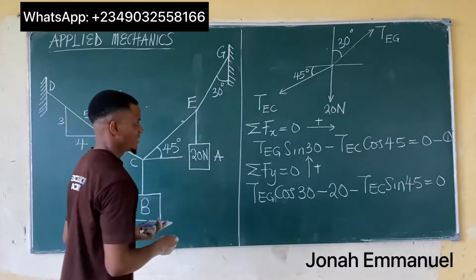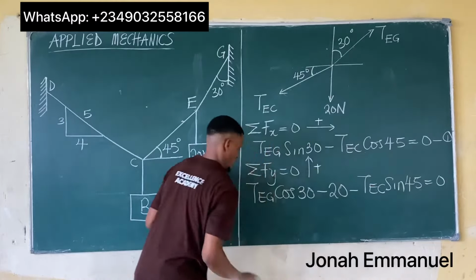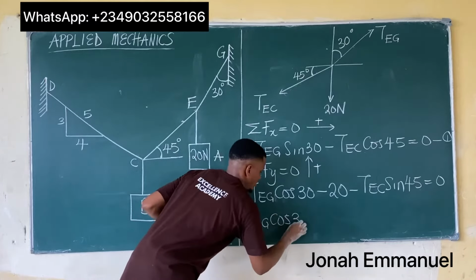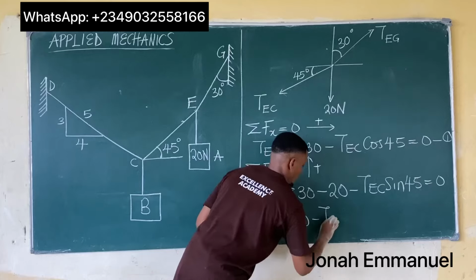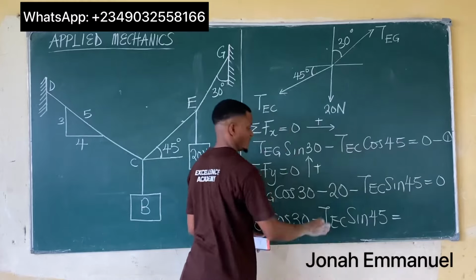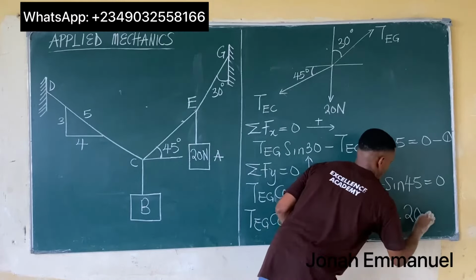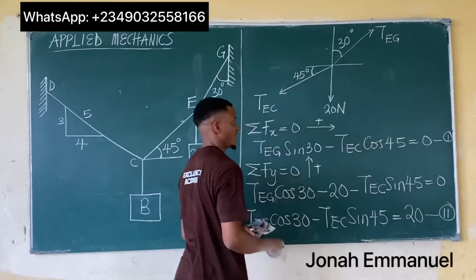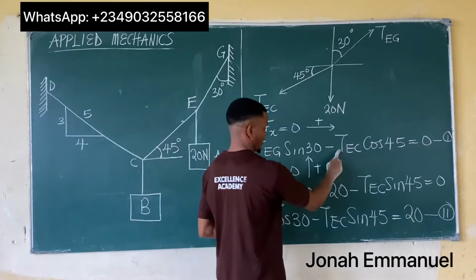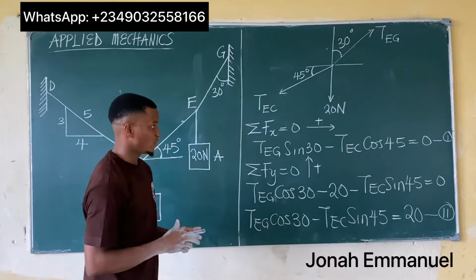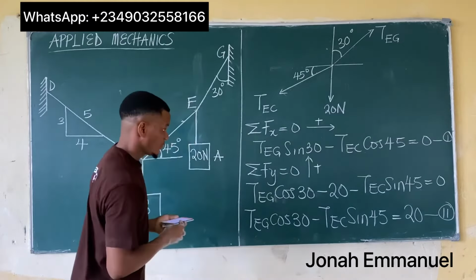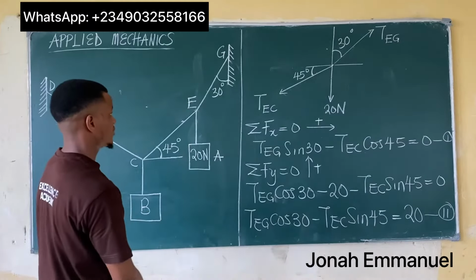Alright, so if you've done this, let's get it done. Move 20 over here. I'm having TEG cos 30 minus TEC sine 45 is equal to minus 20 comes and becomes plus 20. Call this equation 2. So I now have two equations to work with. This is in terms of TEG, TEC. So at this point, I can solve 1 and 2 simultaneously.